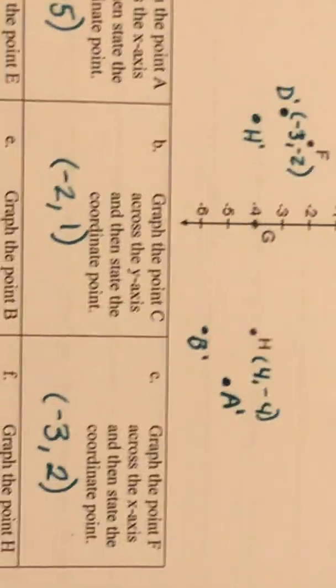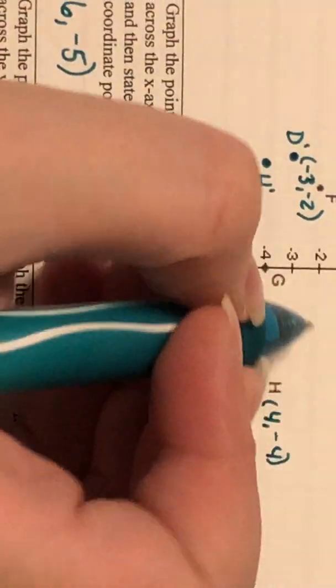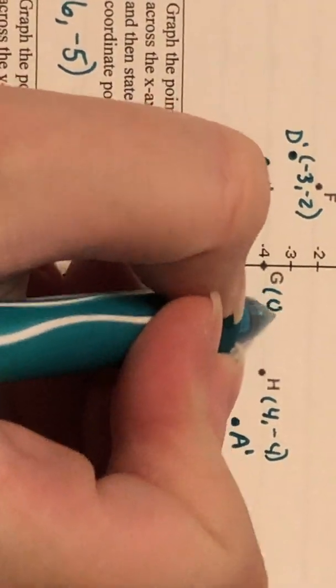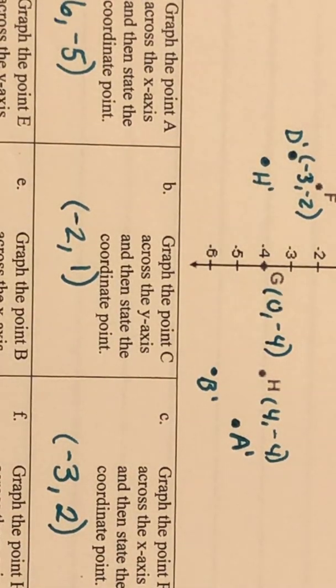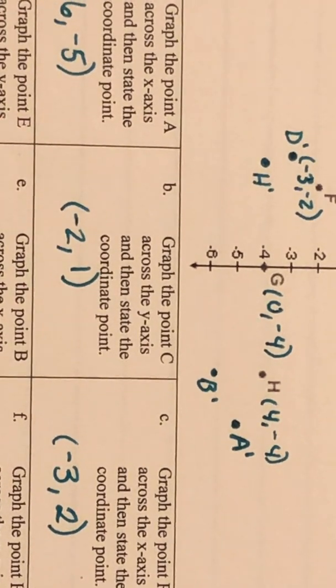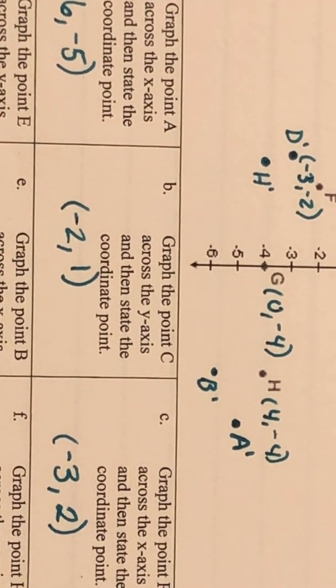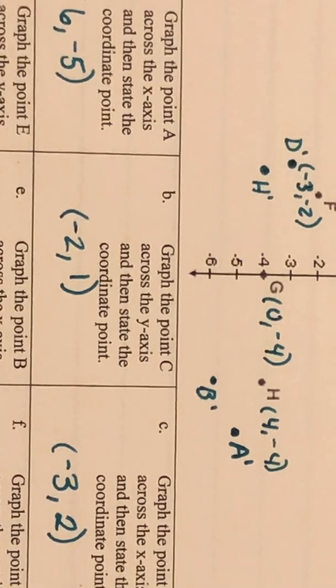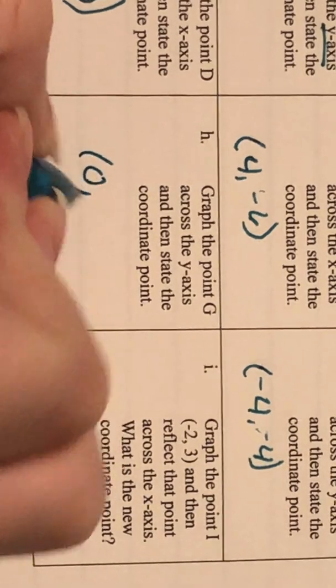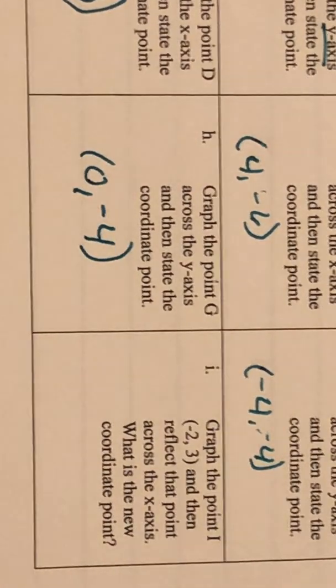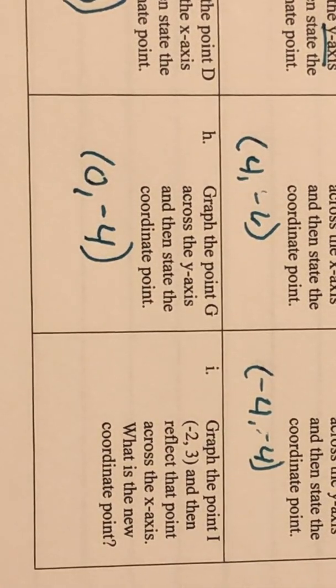Letter H, graph the point G across the y-axis. So there's G. G is (0, -4). Going across the y-axis, so my x value is opposite. Well, the opposite of 0 is 0, and the y value stays the same, so it's going to be the same point. So (0, -4). Okay.